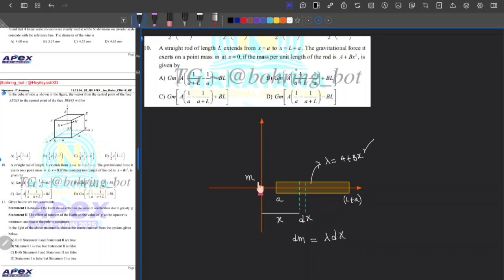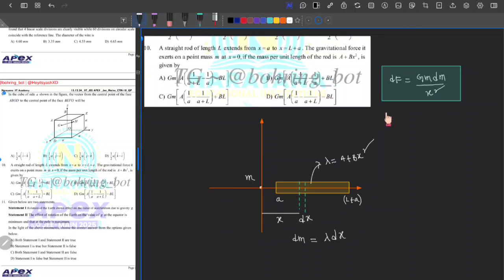Now what is the force between this element and this point mass? You could say dF is equal to G into small m into dm by x square, that is the distance between them. So dF is equal to G m dm by x square. That was the force formula between this small element and this point mass. This is important and you need to keep it in mind.